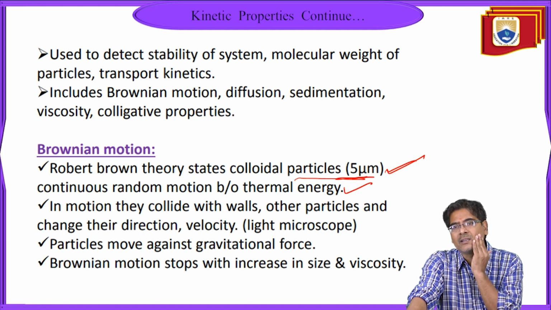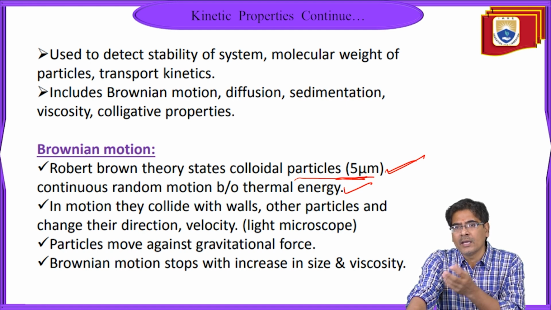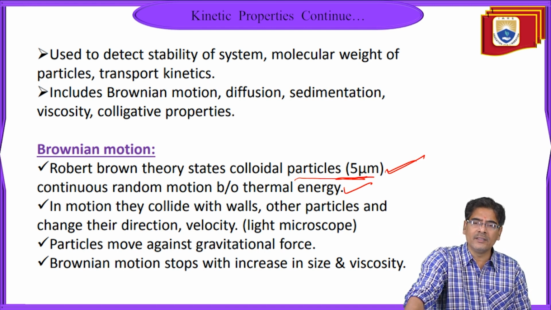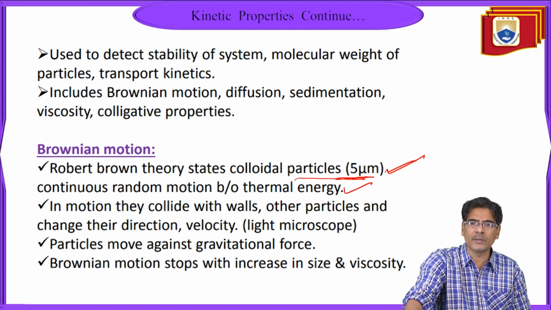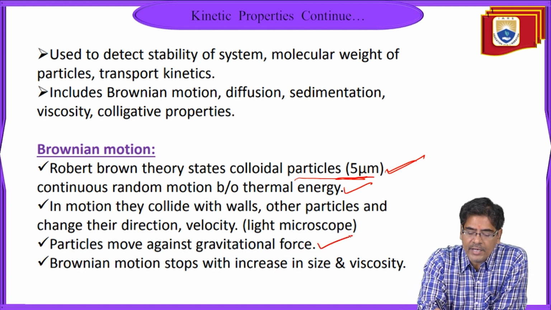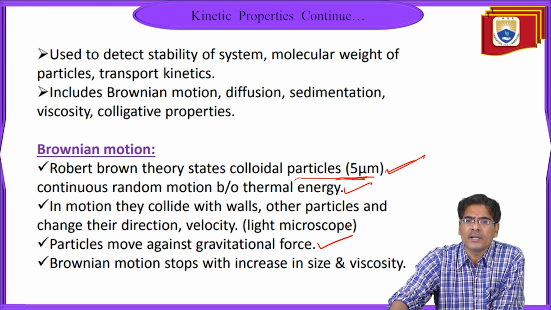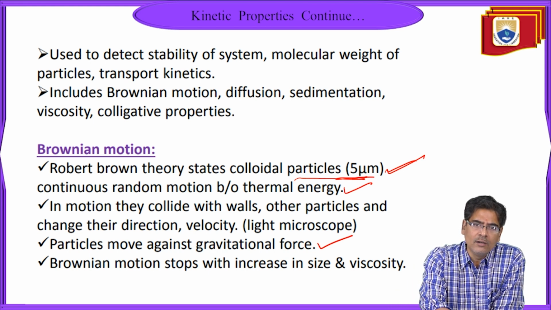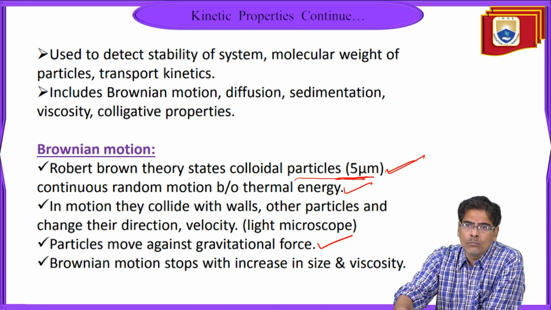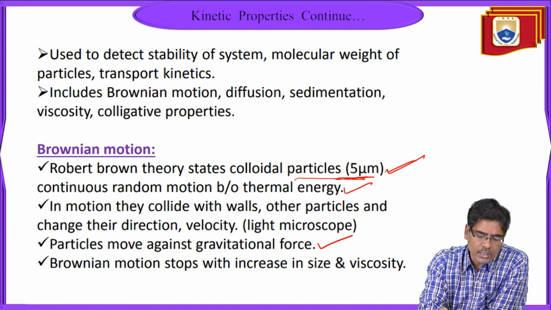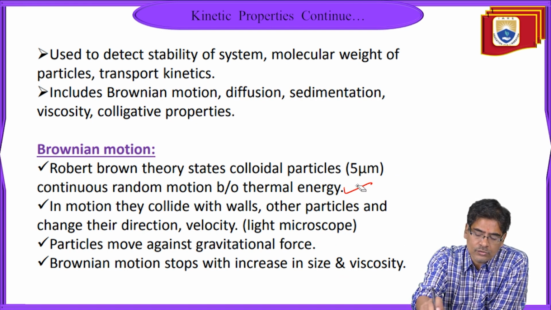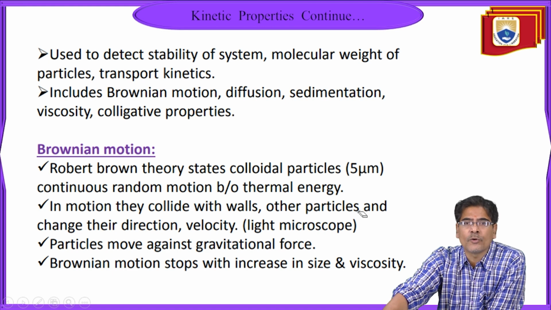Once it changes direction, we can determine the velocity also. That is what can be seen through a light microscope. Particles move against the gravitational force. Brownian motion stops with increase in size and viscosity. So these are some of the characteristic properties of Brownian motion.